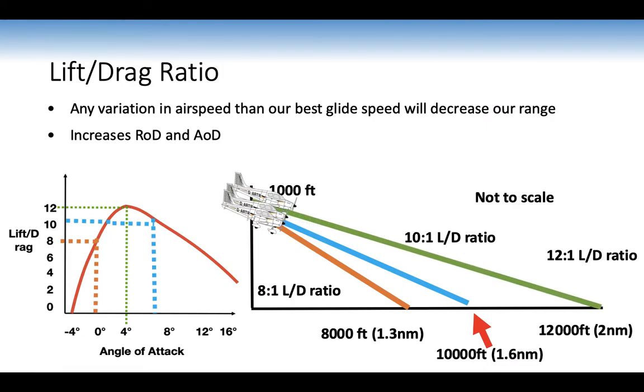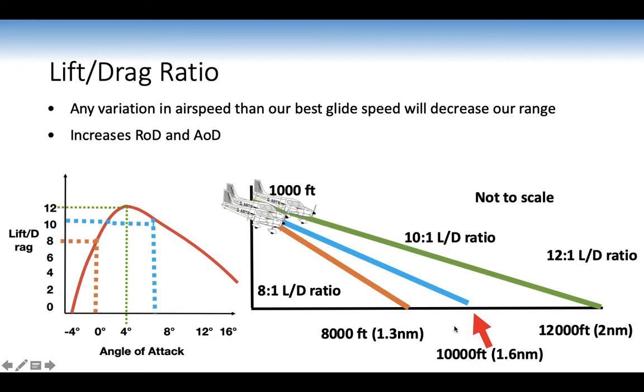Any variation from our best glide speed will decrease our range. So that's why it's really important to maintain that airspeed. If you don't, then you're not going to get that best range. That's the take-home message of this brief. It increases our rate of descent and angle of descent if you don't maintain that speed. So that's why you'll fall short and your range will decrease.